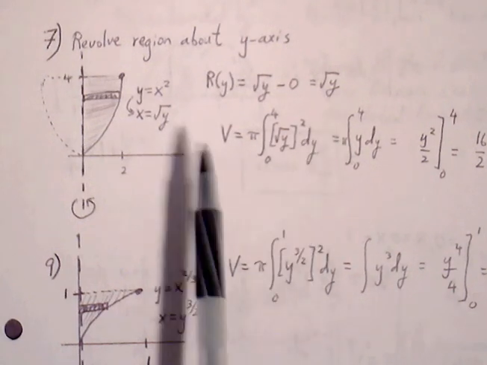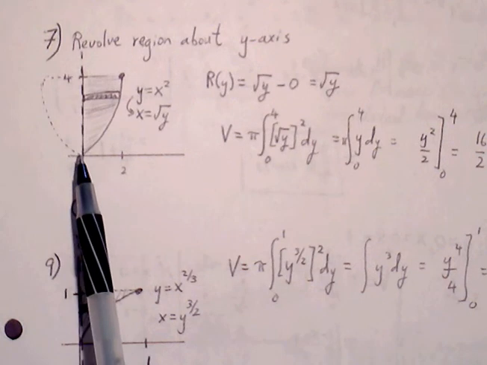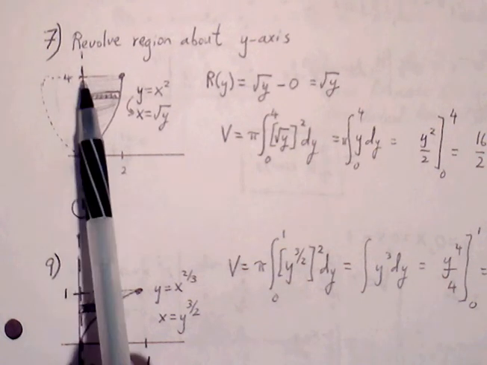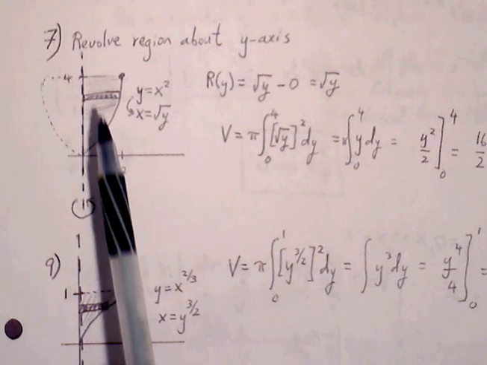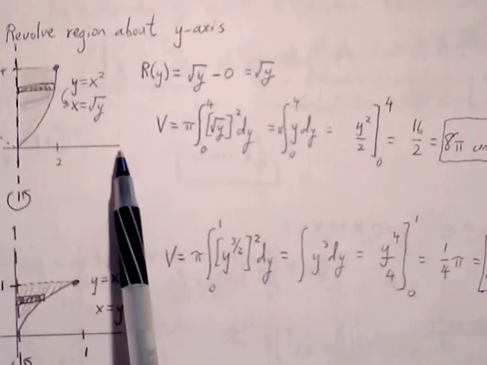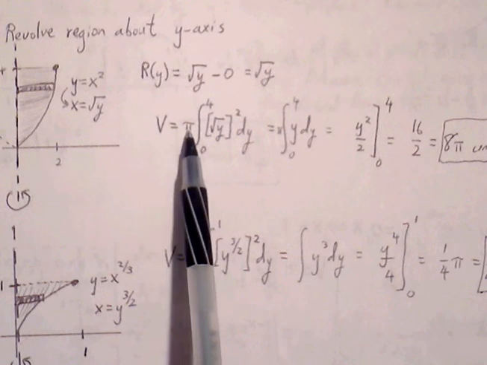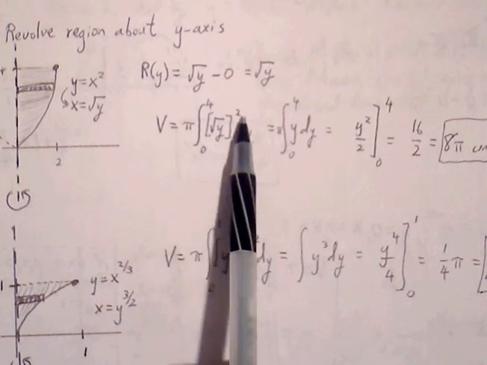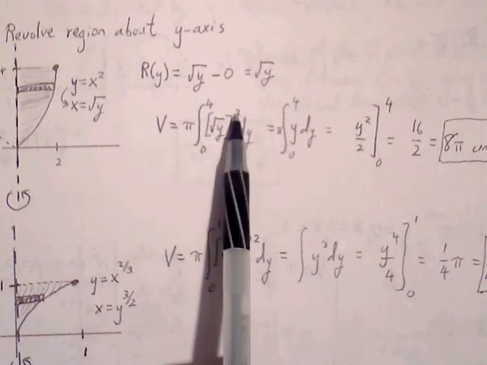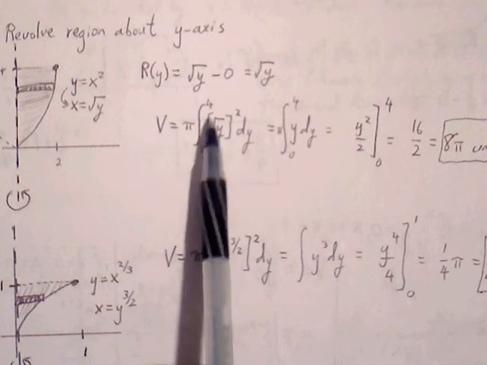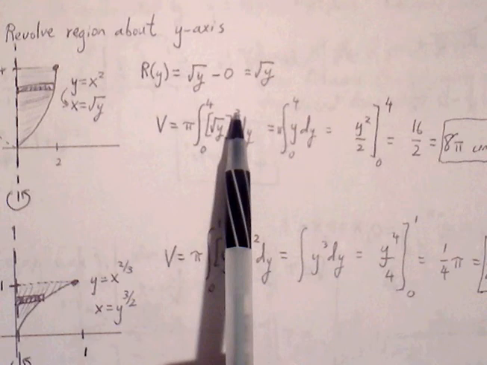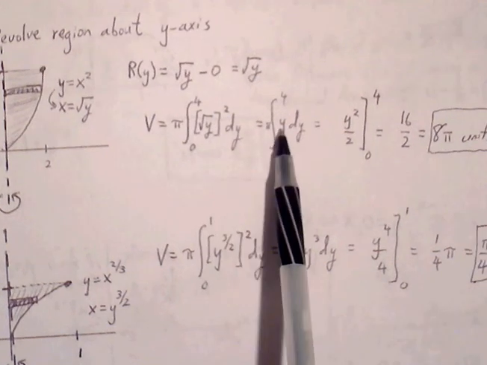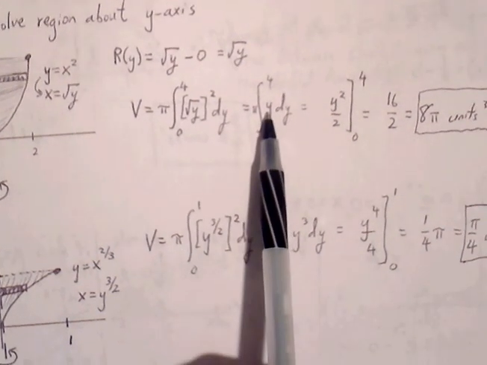And our bounds, we can tell, is the lowest y value to the highest y value. So the lowest y value is 0, the highest y value is 4. So then we plug into our formula. Volume is equal to pi radius squared. So our radius is square root of y squared dy. Bounds from 0 to 4. So we can go through a power rule, but first we can simplify this to simply be y, because the square root and square cancels out.